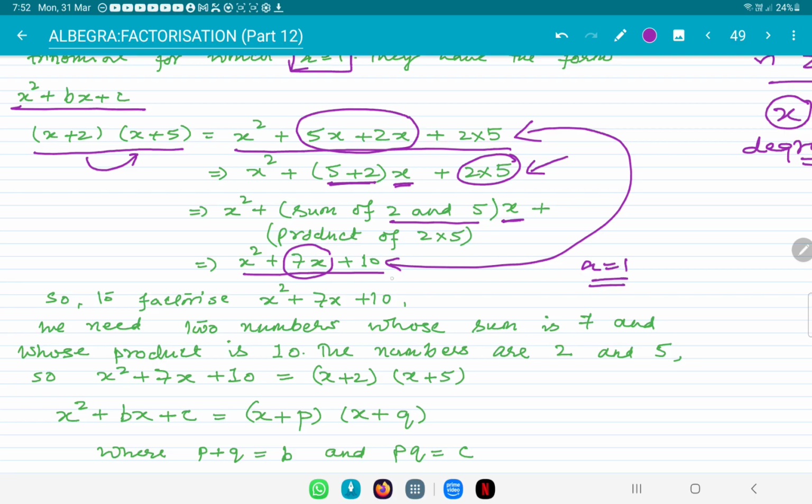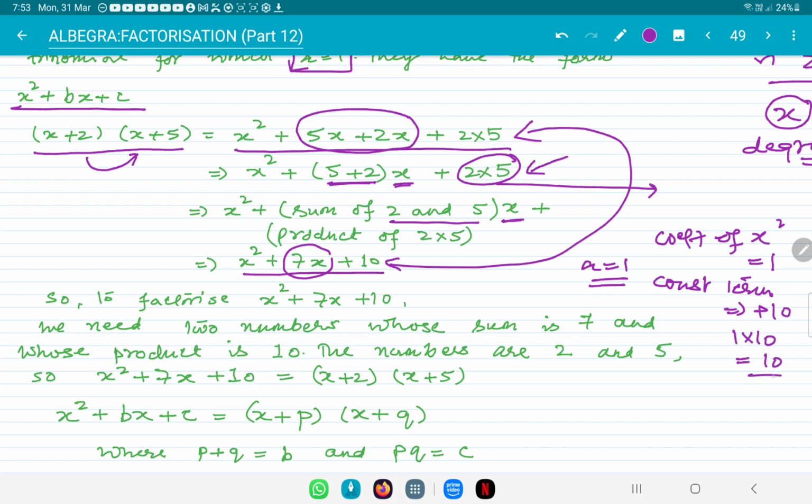What is the coefficient of x square? Here it is 1. And what is the constant term? The constant term is plus 10. So what we want is the product: 1 into 10 is equal to 10, and here we have 2 into 5 is 10. We will do some more questions so that it will be clear to you.